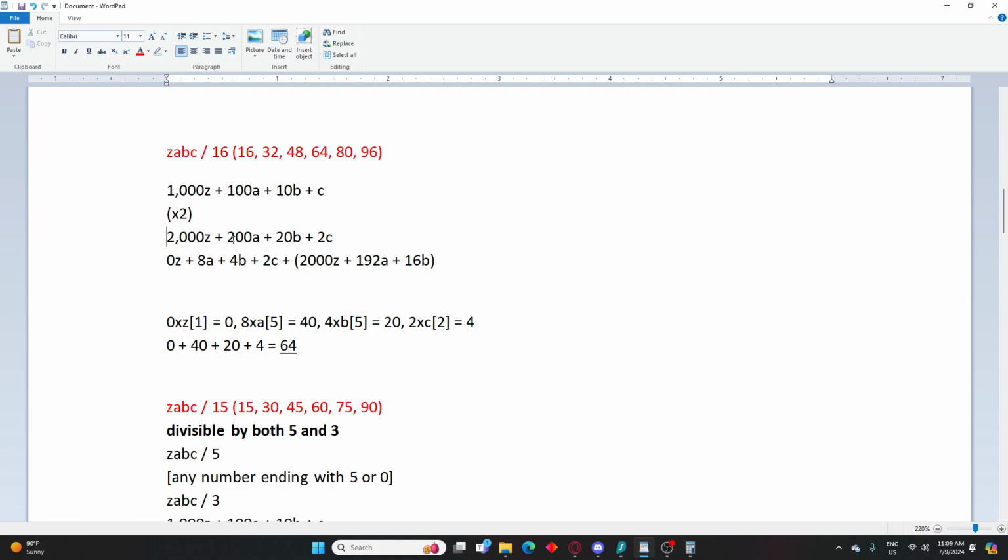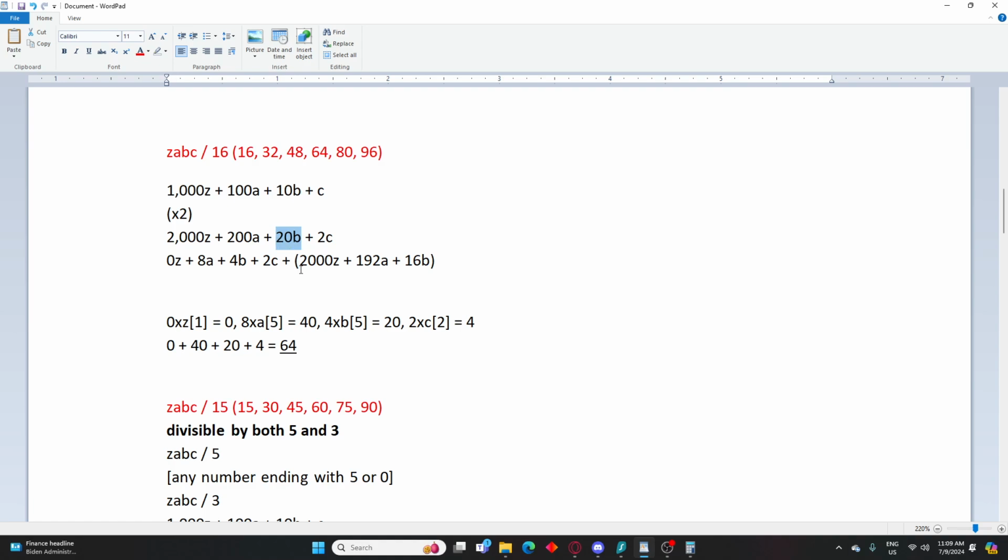2000Z plus 200A plus 20B plus 2C. That's what we have here when we multiply this whole thing. So, as I just proved, 2000Z is already divisible by 16, so we can just leave that here. 200A, well, that's not divisible by 16, but 192 is. So if we take 8 out, we can leave it here on the left side. So there you go for that.